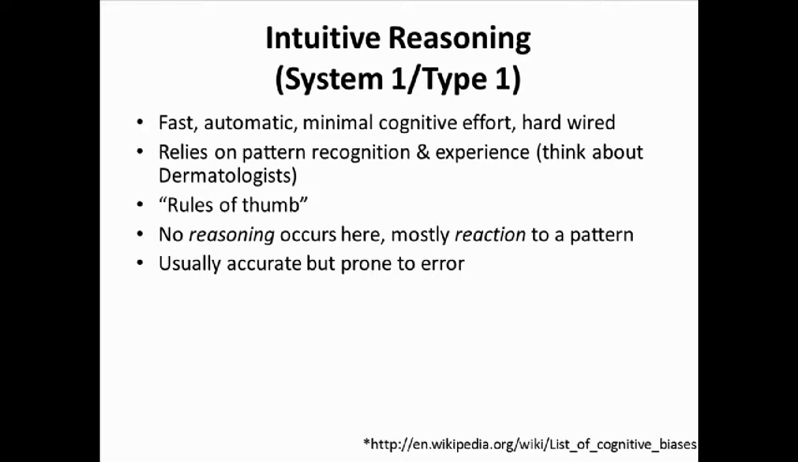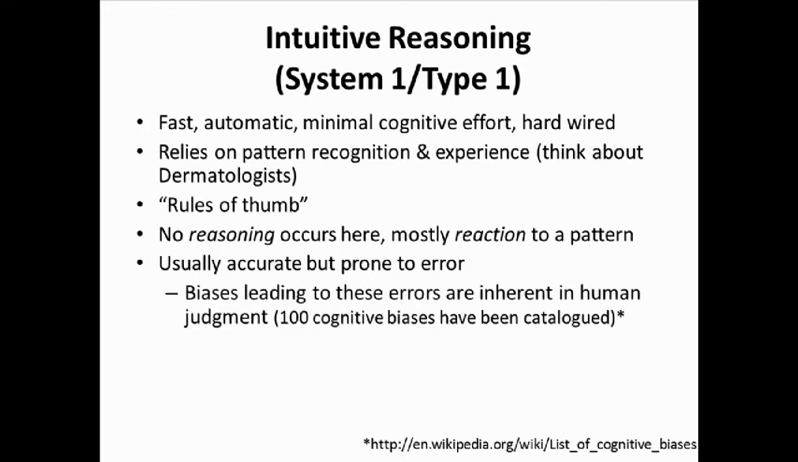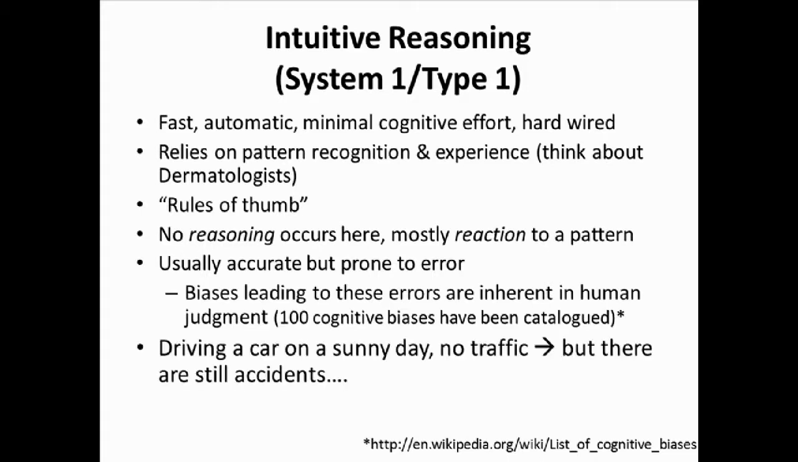And it's usually accurate, but it can be error-prone. There's a lot of bias that leads to these intuitive reasoning errors. And per Wikipedia, about 100 have been cataloged over the years. It's kind of like driving a car on a sunny day. There's no reason why anyone should get in an accident if they are appropriately driving a car on a sunny day with no traffic. But we all know that accidents do happen.